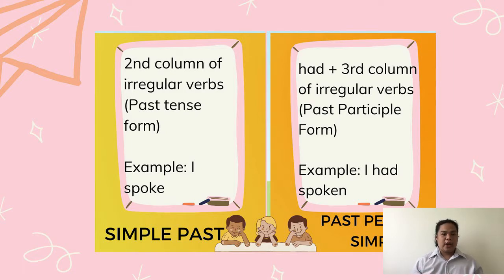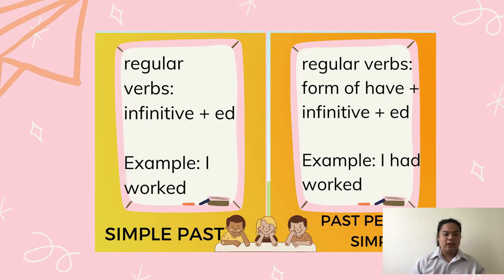So next one is the regular verbs, or the infinitive plus ed. For example, in simple past, we use the sentence I worked. While in converting to past perfect simple, it should have the form of had plus infinitive plus ed. For example, I had worked.